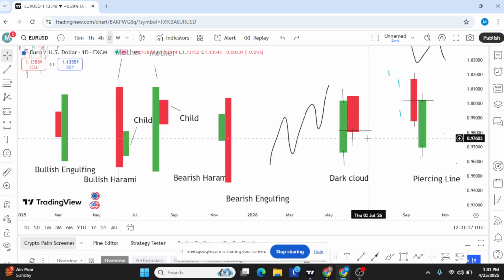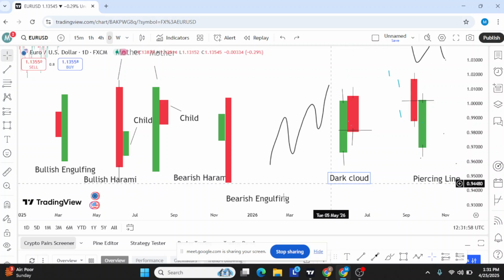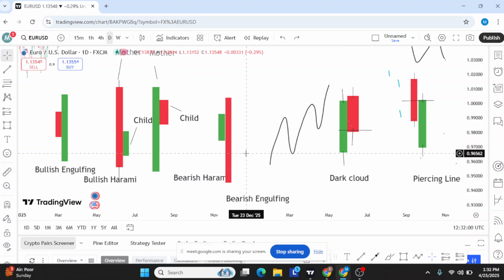So with this closure, this is an indication that even if you are in a buy trade, you want to consider closing your trades, because the market is trying to let you understand that the sellers are in control. The sellers are in control with this kind of formation. So this is how you can distinguish between the dark cloud and bearish Harami without getting confused.